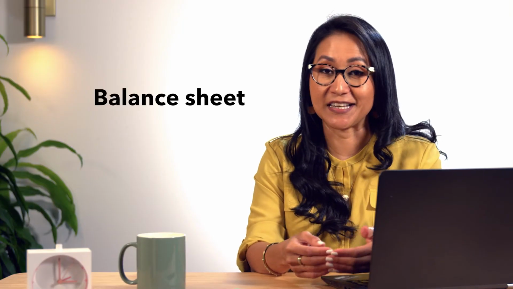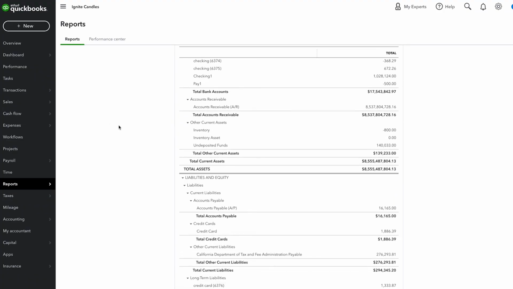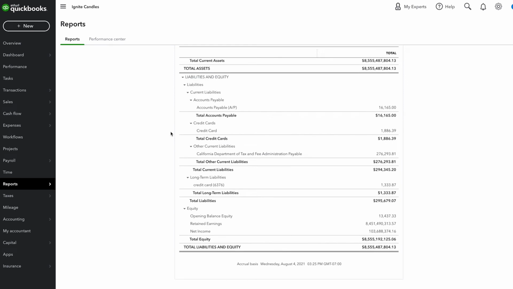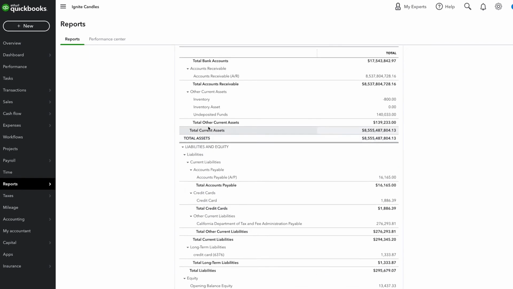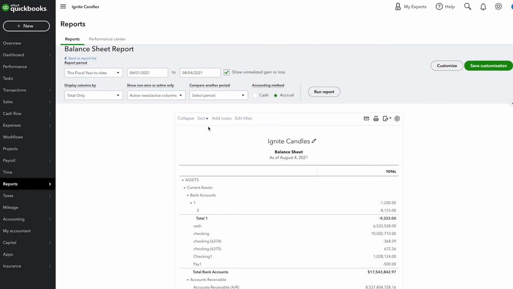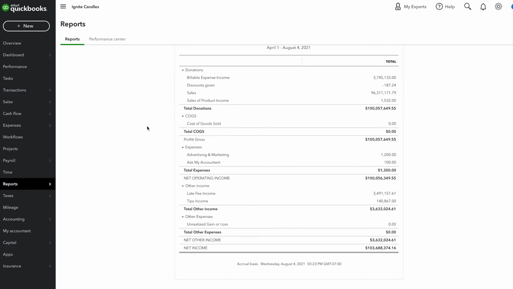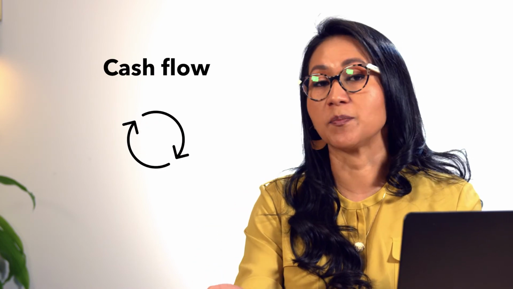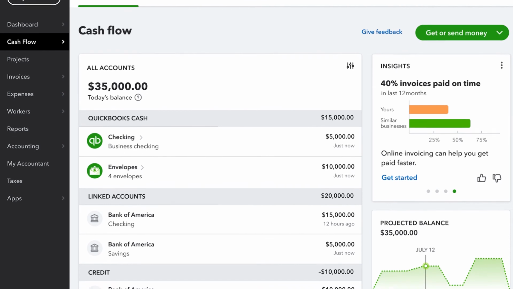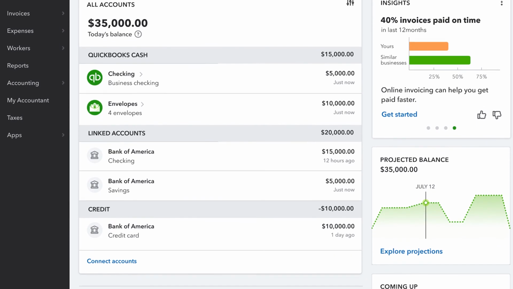The balance sheet gives a snapshot of the firm's health on a specific date, the assets and liabilities, and the equity of the business. The income statement shows the profit or loss of the business over time. And finally, cash flow, showing how money moves in and out of your business for operating activities, investing, and financing.